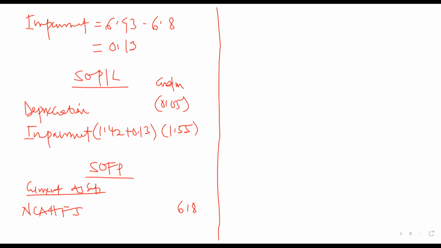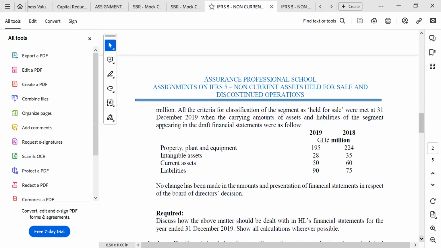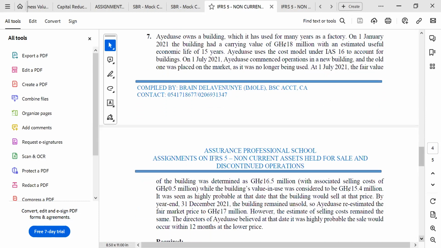Let's pick another one. Then we come back and do disposable group. Let's take the question 7. Who is taking the 7 for us? Question 7.